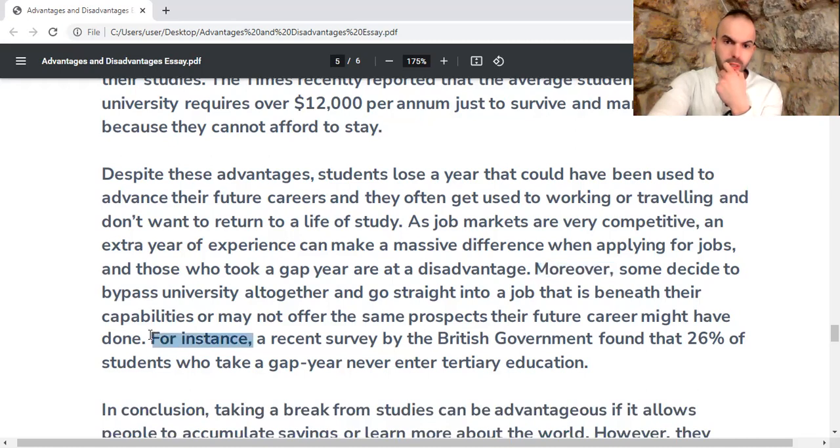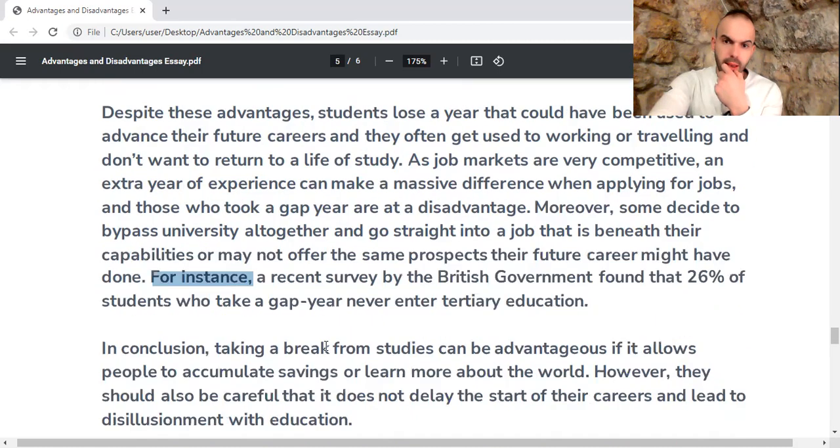For instance, and yeah, for instance is very good. And however, we have however in here. Very important to use this in your essays as well.